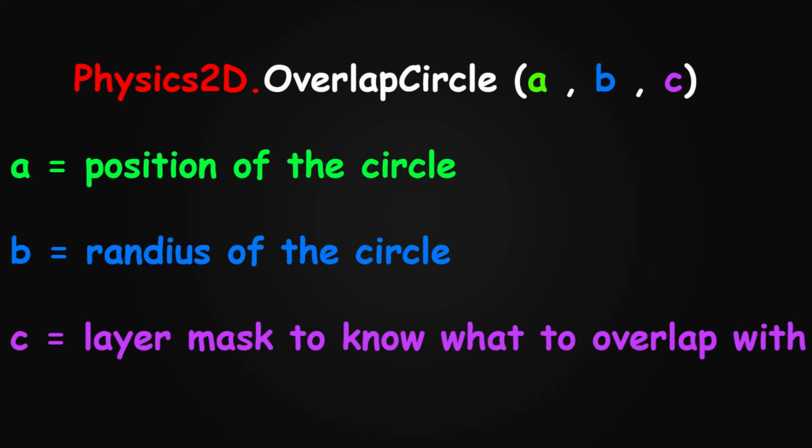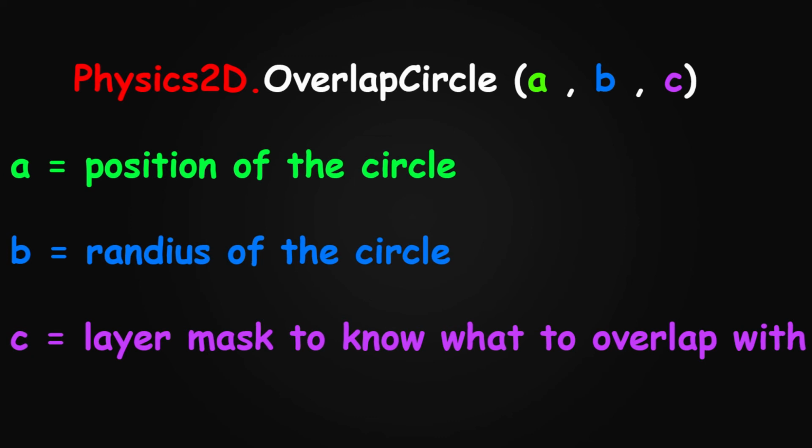Physics2D.OverlapCircle is a function that checks if we are overlapping with the layer that we choose, and it will return true or false. It has three parameters, A, B, and C. A is the position of the circle that it will draw, B is the radius of the circle, and C is the layer that we want to check if we are overlapping with.